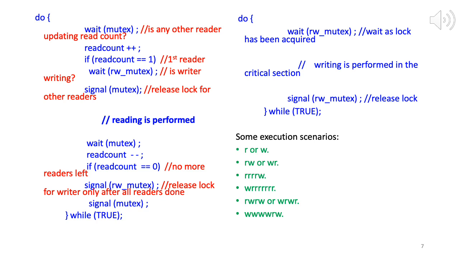So the writer will have to wait if it's acquired the lock. Okay. If that is not the case, because we cannot make any assumption on the speed at which these processes run, if the reader has not acquired the lock and the writer acquires it earlier, then the reader will wait on read write mutex. Okay. And as soon as the writer releases it, it can carry on.